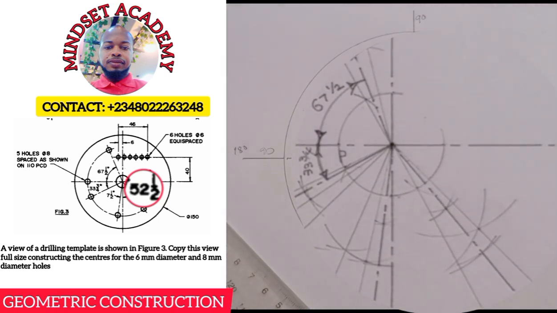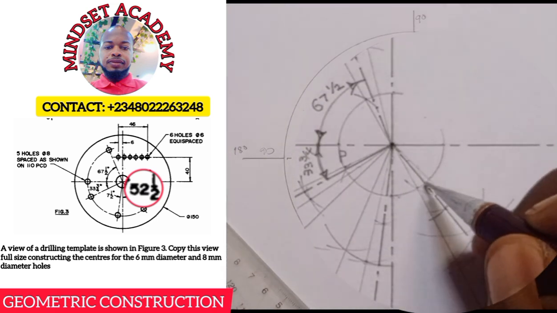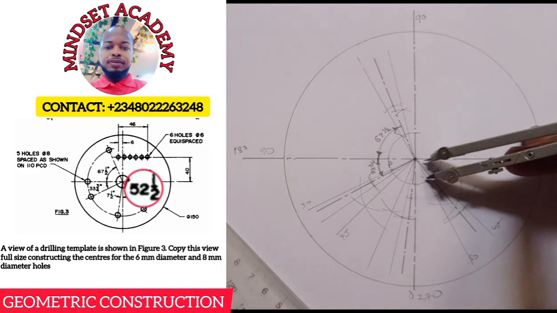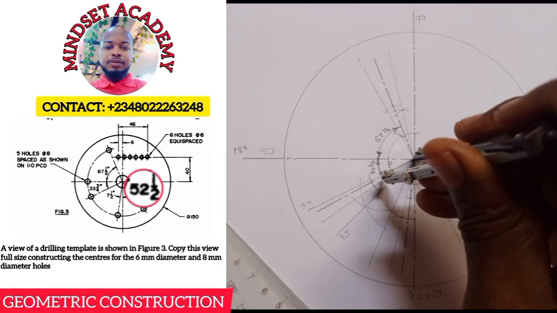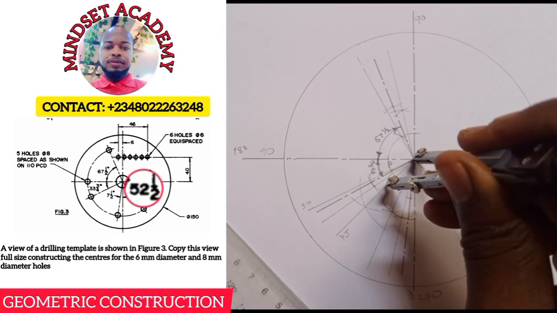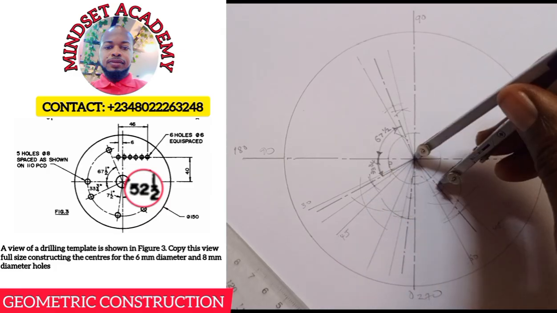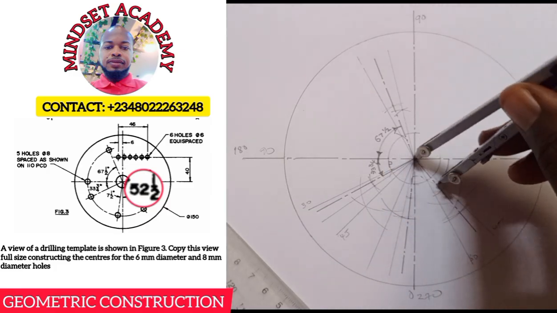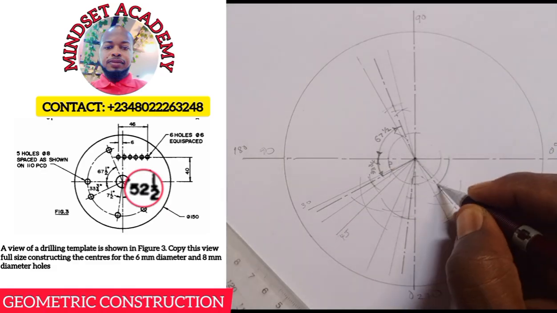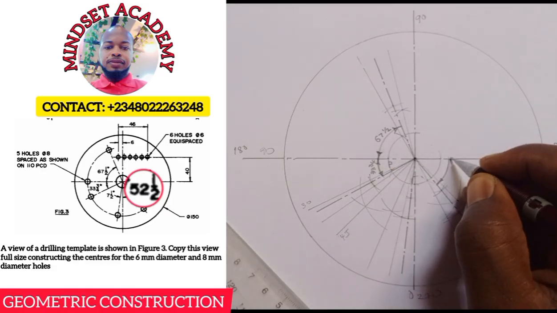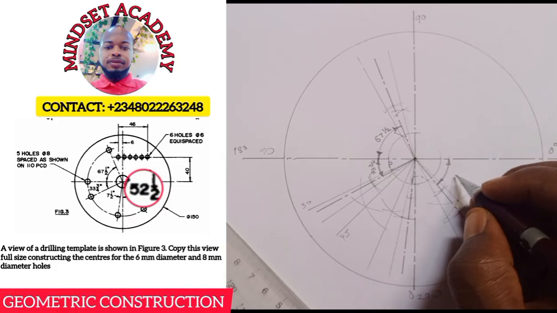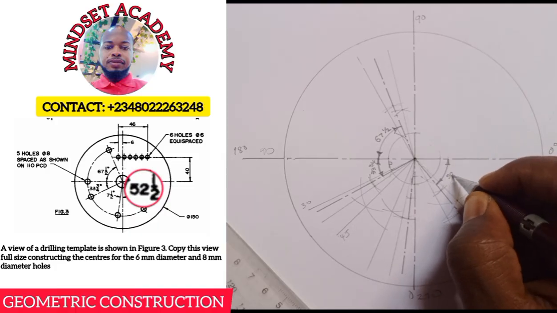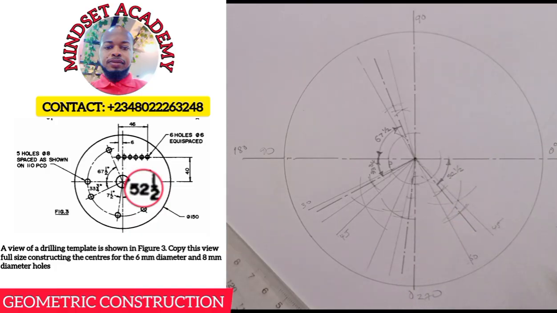Right? So it means that the angle from this point to this point is giving us what? 52.5. Because when you add 45 plus 7.5 to give you what? 52.5. So that's what we have here.